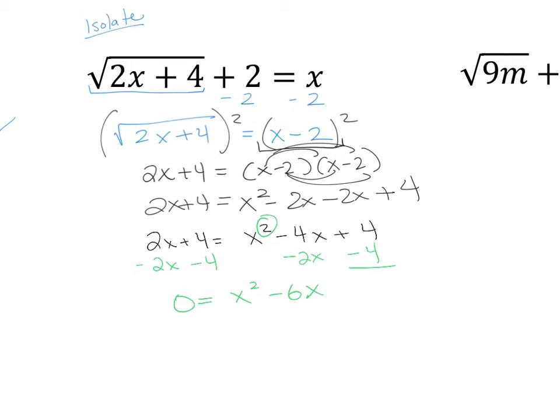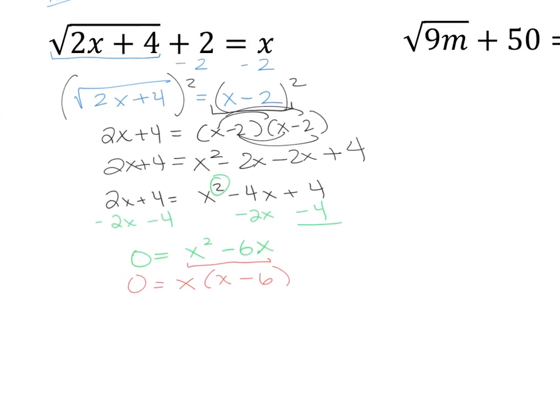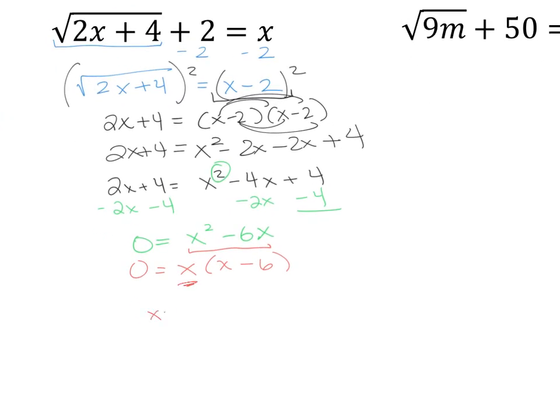So when I look at this and I want to think about factoring, I only have two terms and they both have x, so I could pull that out, x times x minus 6. Since we have this equal to 0, that means either x is 0 or x minus 6 is 0. So if I add 6 to both, I'm going to get x equals 6. So it looks like I have 0 and 6.